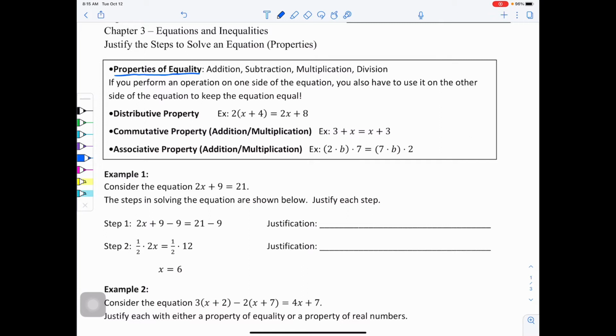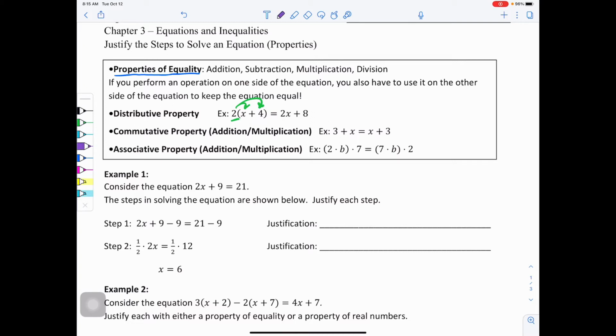If you perform an operation on one side of the equation, remember you always also have to use it on the other side of the equation to keep the equation equal. That's why these are called properties of equality. We have the distributive property. So remember, for the distributive property, the number on the outside gets multiplied through the set of parentheses on the inside.